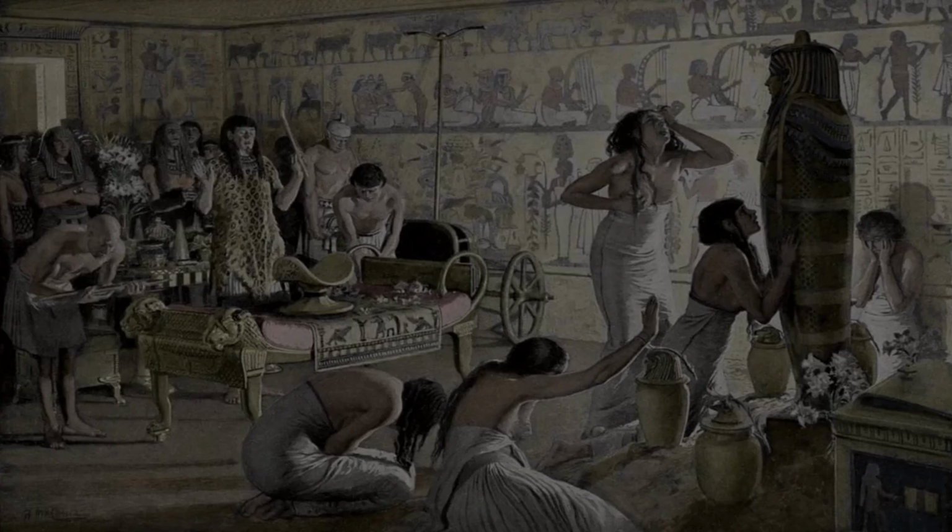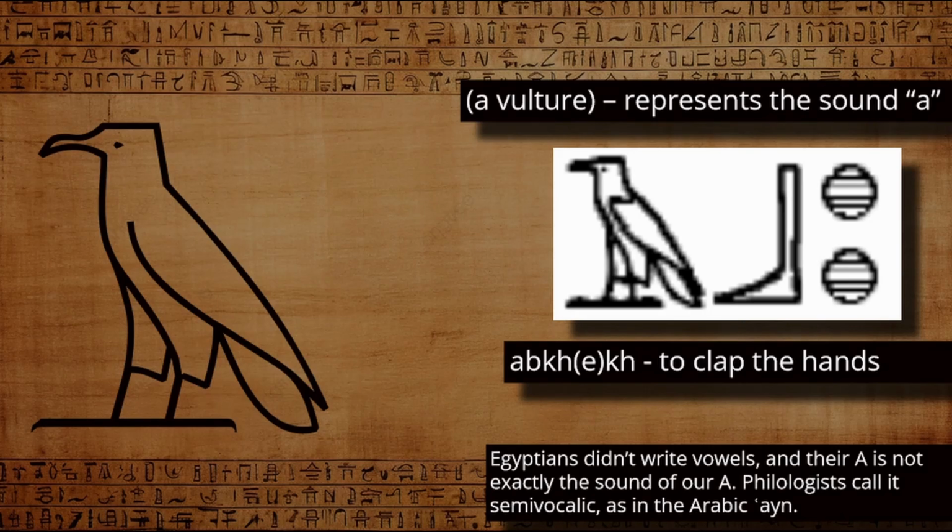This hieroglyph is depicted as a vulture representing the sound A. However, keep in mind the Egyptians didn't write vowels the way we do. Their A isn't exactly like ours. It's what linguists call semi-vocalic, similar to the Arabic Ain. But don't worry too much about the other hieroglyphs in this word just yet.